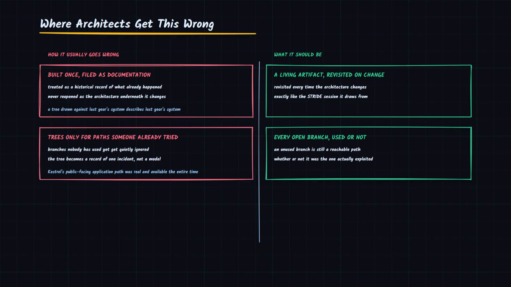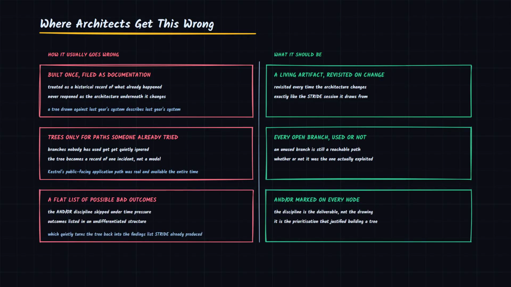Third, skipping the AND/OR discipline and just listing possible bad outcomes in a flat structure, which quietly turns the tree back into the same undifferentiated findings list STRIDE already produced, losing exactly the prioritization value that justified building a tree in the first place.